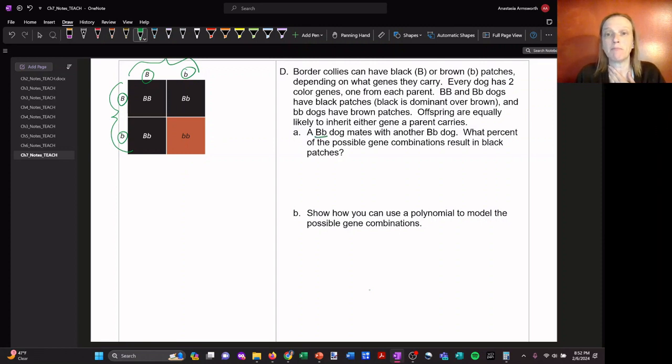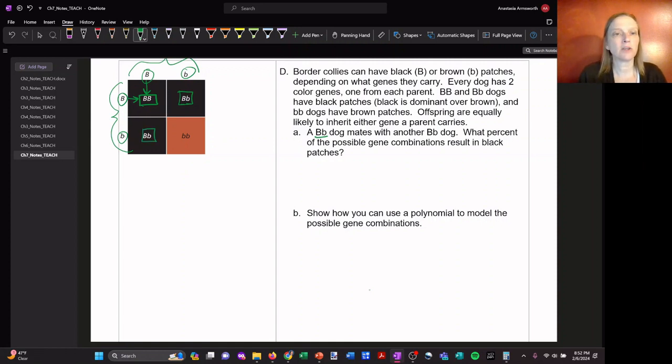So we've got a big B, little b dog. It's got one black gene and one brown gene, mating with another big B, little b dog. What percentage of the possible gene combinations result in black patches? Well, we've got it mapped out for you here. If I have big B with big B, this dog is definitely black. If I have big B with little b, that dog is black. It has the brown gene, but the black overpowers the brown.